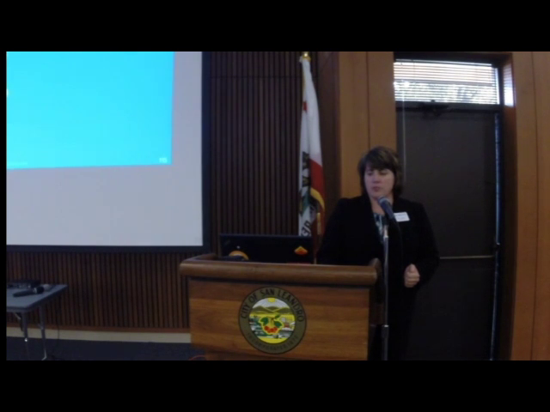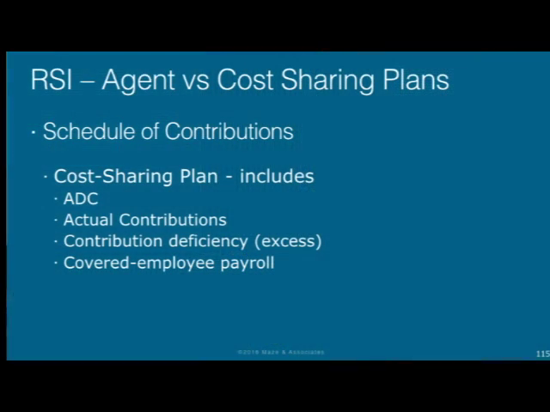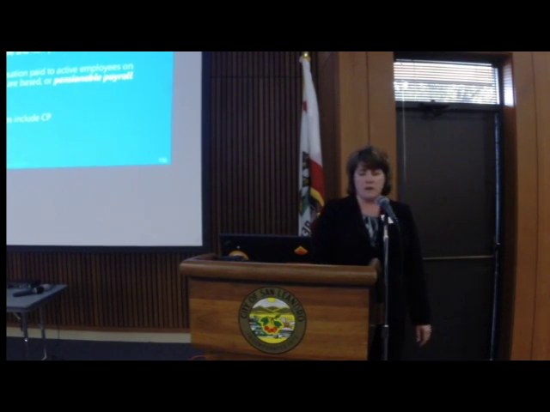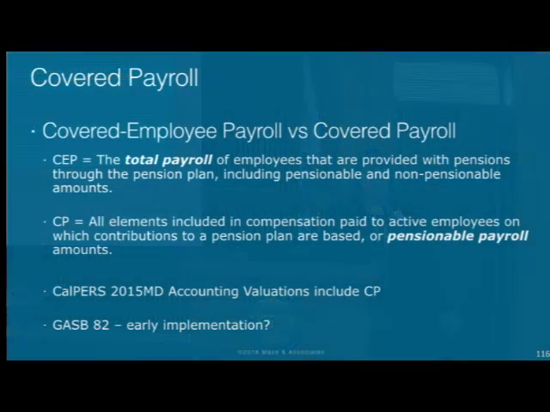And then the schedule of contributions for the cost-sharing plan includes the actuarially determined contributions, much simpler than the prior one, actual contributions, any difference, and the covered employee payroll. So let's talk about covered employee payroll. We talked about it earlier when we did the Q&A on GASB 82. Under GASB 68 you are required to disclose covered employee payroll. That is total payroll for all employees that participate in the pension plan. All payroll, not just pensionable payroll.